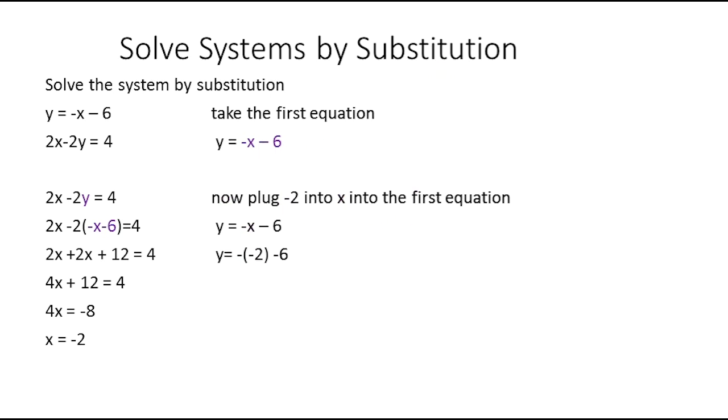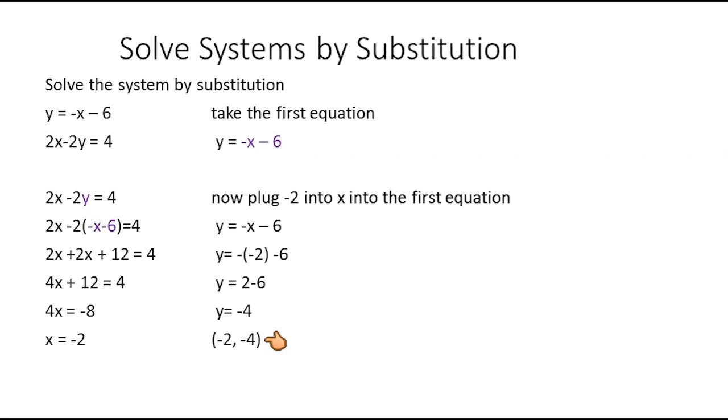So we're going to replace x with negative 2. Remember, there's a negative in front of our x, so we bring it down. Our x is negative 2. These two negatives become a positive 2. So we get y equals 2 minus 6. And then 2 minus 6 is negative 4.